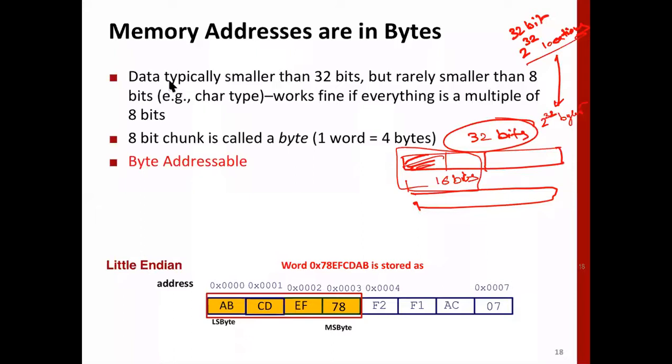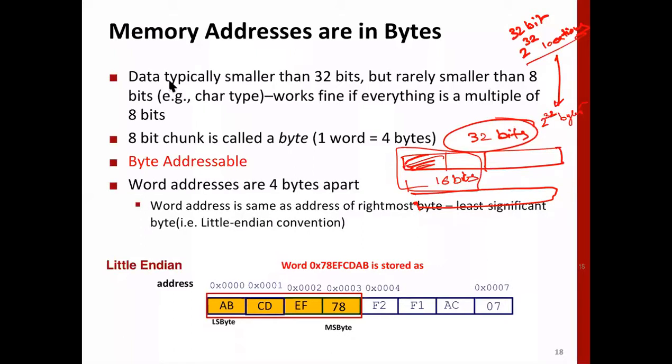All right. So it is byte addressable, that we have seen. It means that each memory location, each address, is just 1 byte. So if you want to bring subsequent words, these words will be 4 bytes away, because a word is 32 bits.